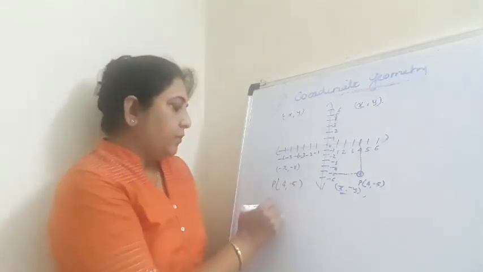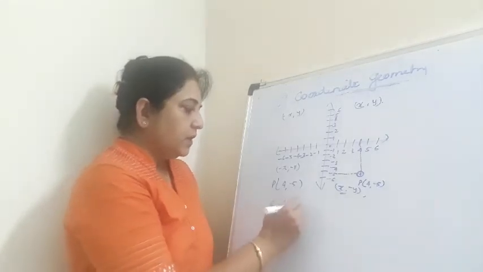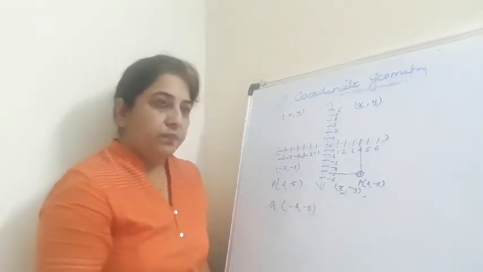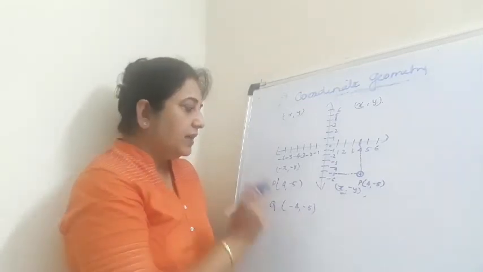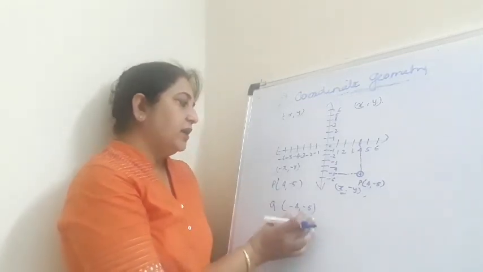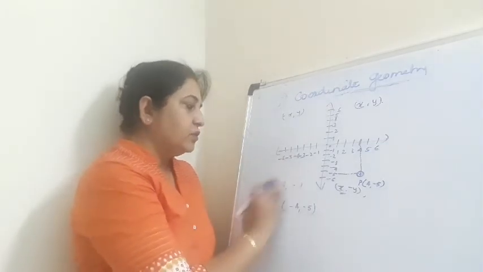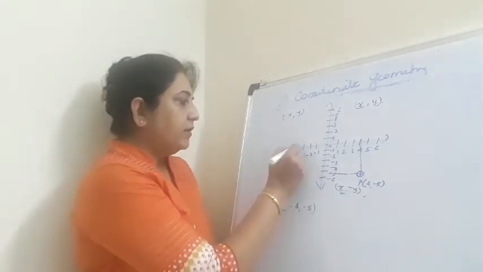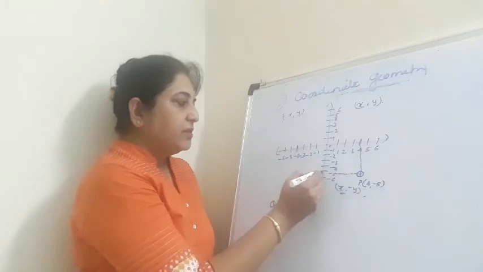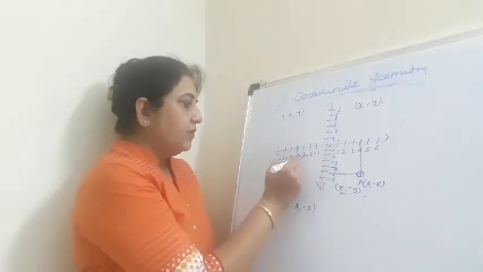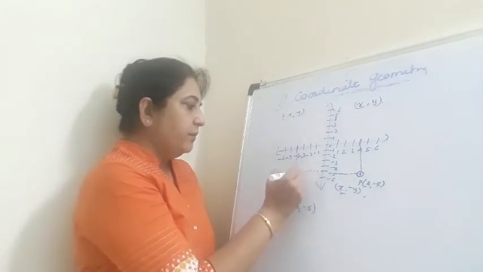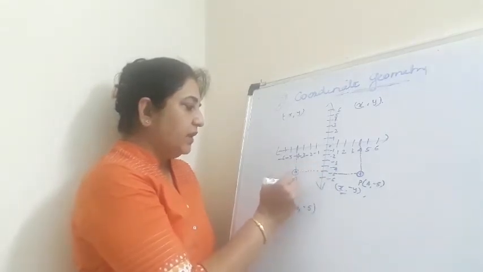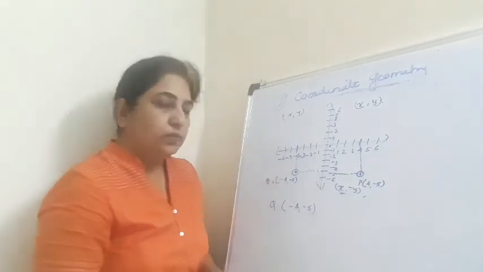Now suppose I take a point Q, -4, -5. So where is -4, -5 going to lie? I told you that both the negative coordinates will lie in the third quadrant. So we will take -4 here, right? And where is -5 here? So this line will coincide with this particular point, that is over here, and this will be -4, -5, and I name this point as Q.